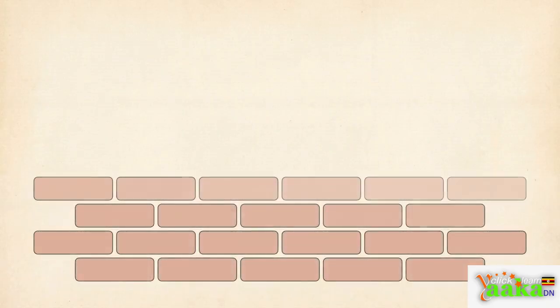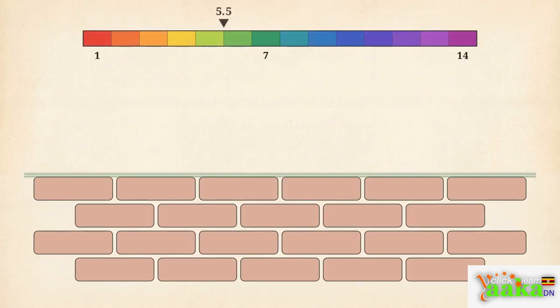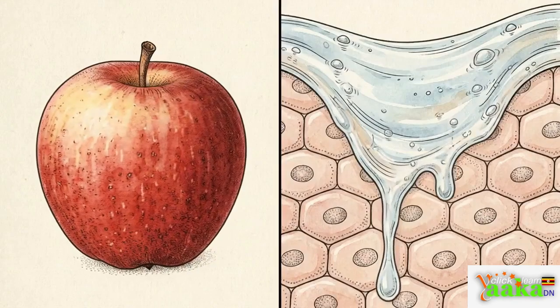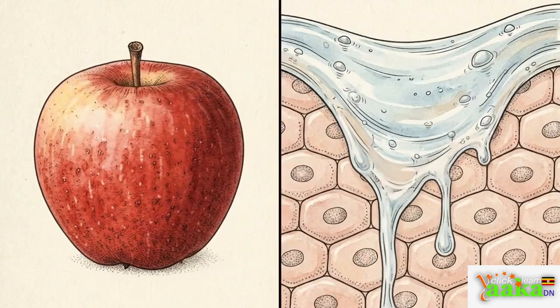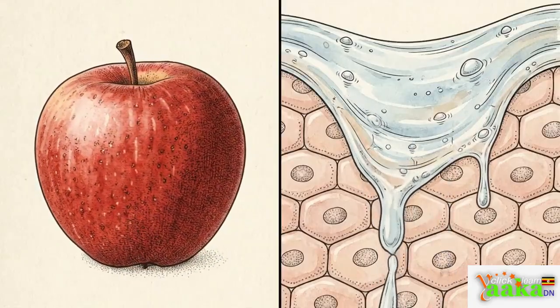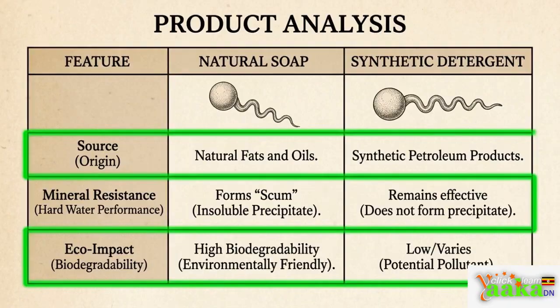The human skin's natural defense, the acid mantle, requires a specific environment to remain intact, typically around 5.5 on the pH scale. Applying a highly alkaline product strips away this protective mantle, disrupting the cellular barrier and leaving the skin vulnerable. Whether we are preserving food or protecting our skin, consumer safety is entirely dependent on matching and manipulating chemical environments. This chart summarizes the trade-offs between natural soaps and synthetic detergents across their origin, efficacy in hard water, and biodegradability.